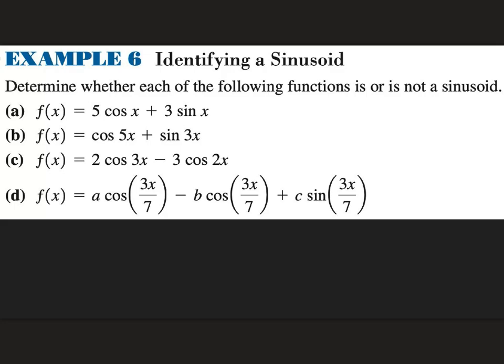Okay, finally for D, they all have the same period. 2 pi divided by 3/7 gives us 2 pi over 1 divided by 3/7, which means 2 pi times 7/3 is 14 pi over 3. Since they all have the same period, they're all going to match up. So this will be sinusoidal.